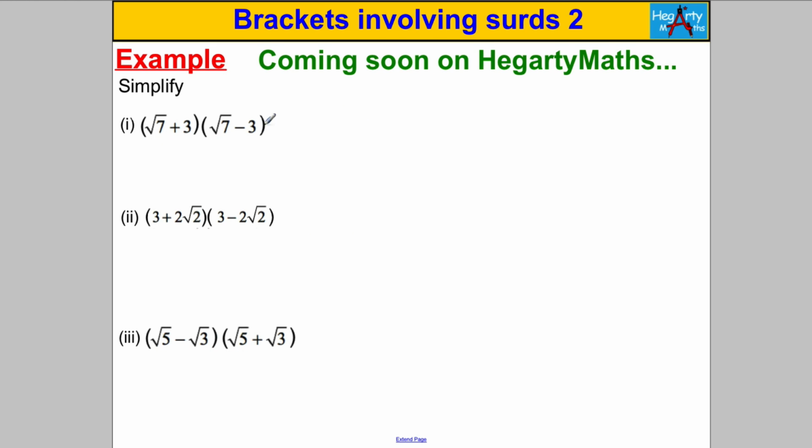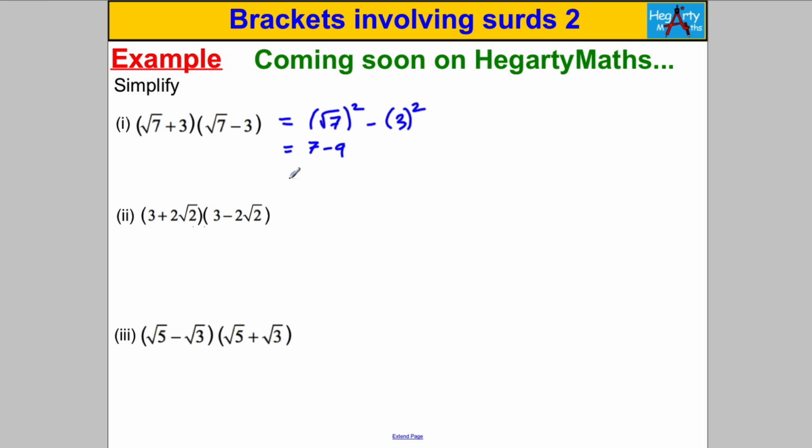Exactly the same thing is happening here, so we can just spot straight away that this is going to be the first term squared, root 7 squared, take away the second term squared, which is 3 squared. Root 7 squared is 7, 3 squared is 9, so 7 take away 9 is negative 2. Okay, next one.